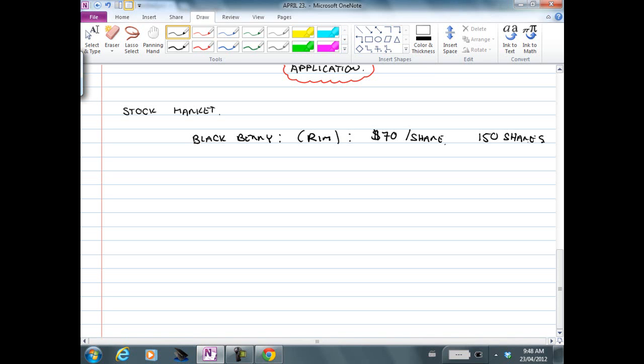Okay, so the way stock market works is this. Let's say 2 days later, the company is now at $80 per share. How much money did I make? 2 days later, I bought at 70, now it's $80. How much money did I make in 2 days? $1,500, because I went up $10 a share. Which is 10 times 150. That's how the stock market works.